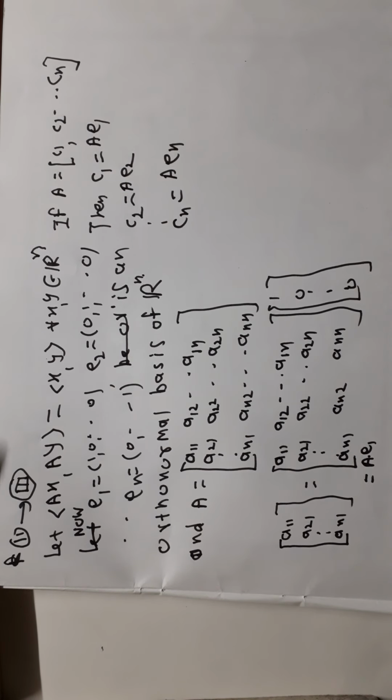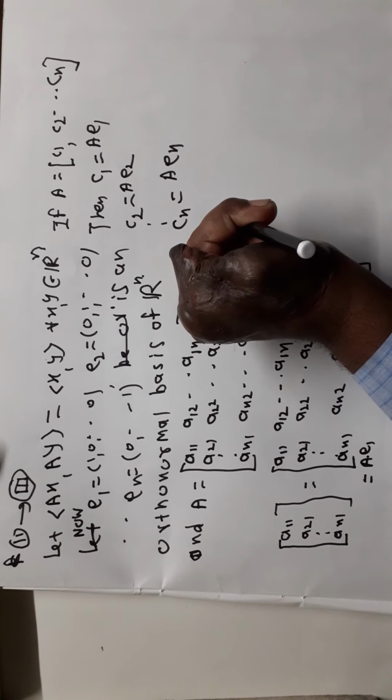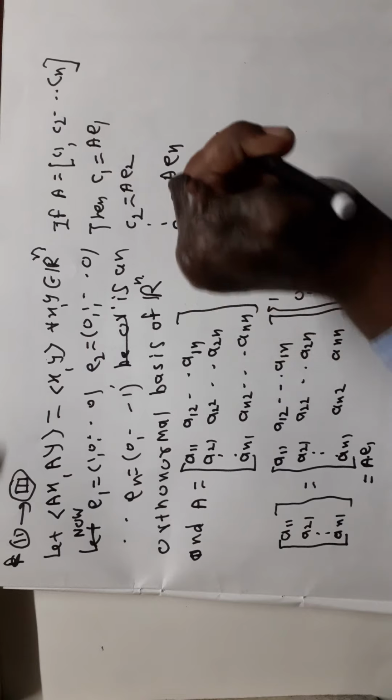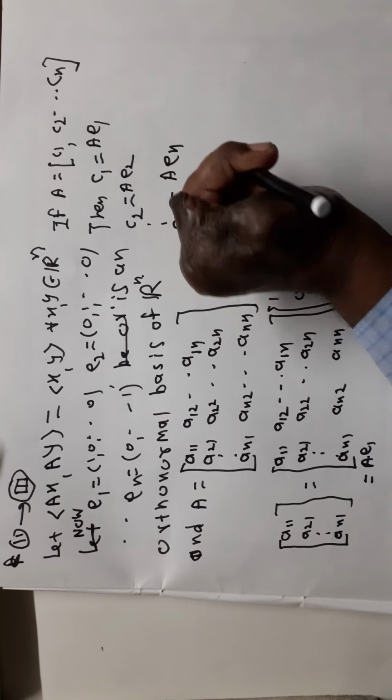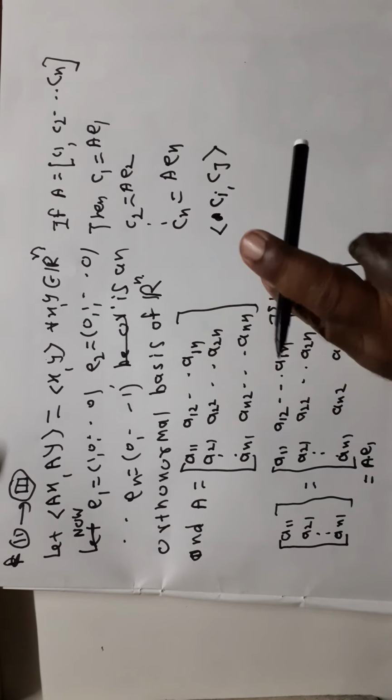Therefore angle bracket Ci, Cj, that is the ith column and jth column of A, is equal to angle bracket AEi, AEj.